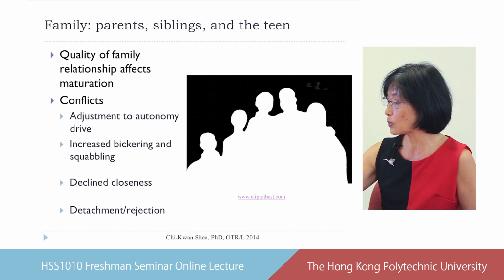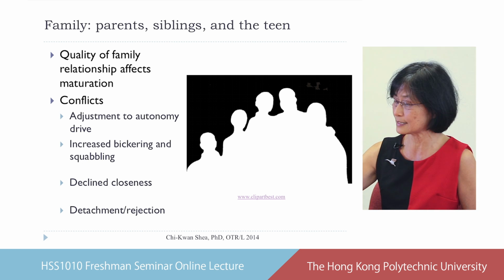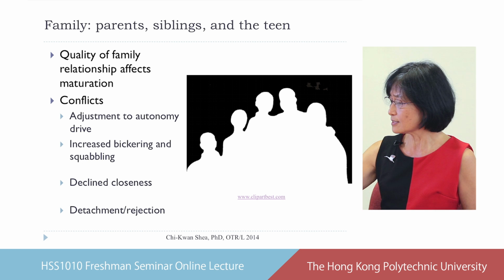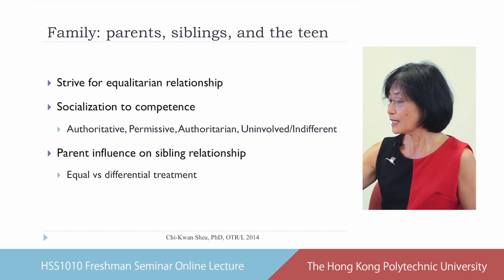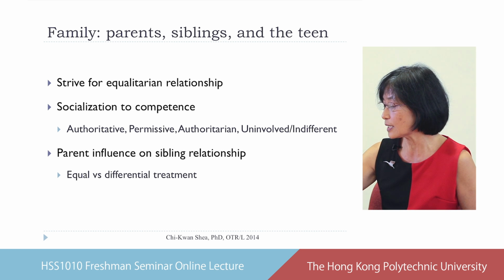Family is a very important stabilizing element for adolescents, and it affects the teen's maturity. However, family conflict also becomes more prevalent during this time. Because of a teen's need to assert autonomy, there might be more bickering and squabbling between teens and family members, and family closeness may also decline. The worst scenario would be the teen becoming detached from the family and feeling rejected by the family. There are several factors to consider in ensuring a healthy family.